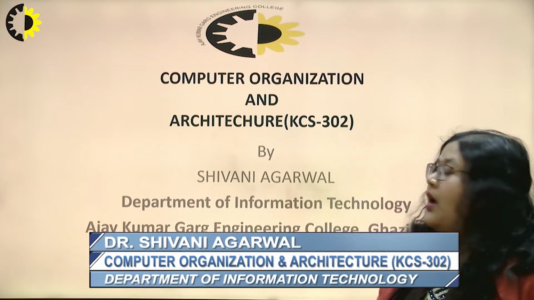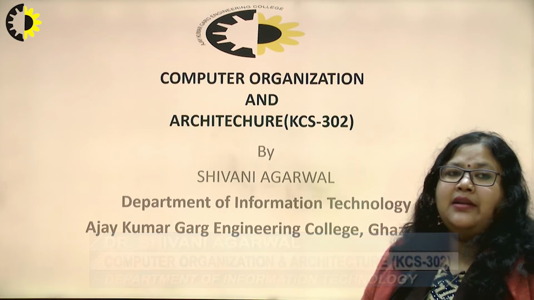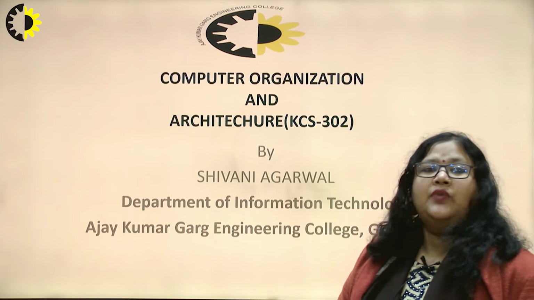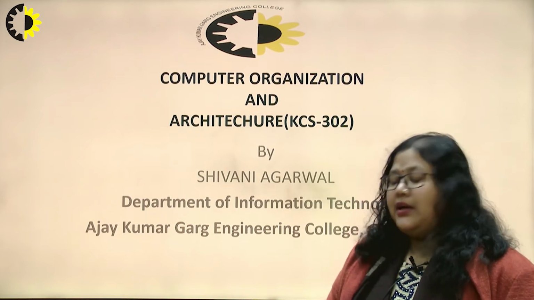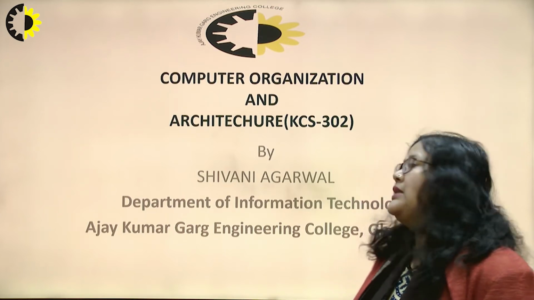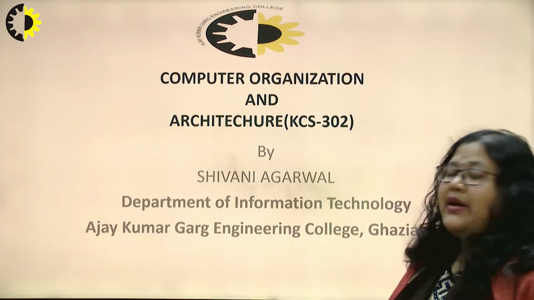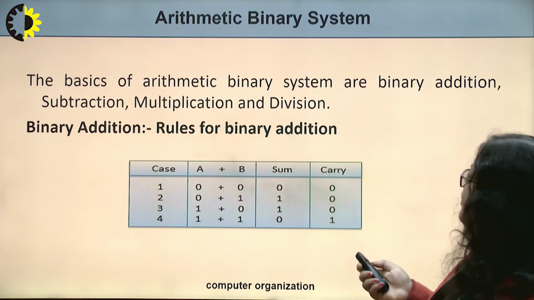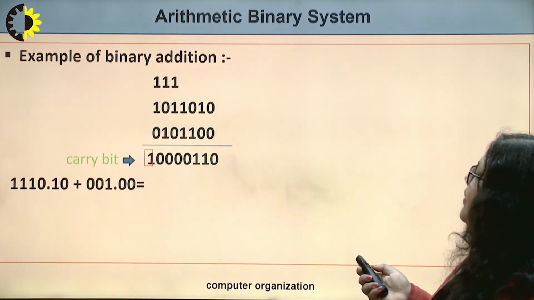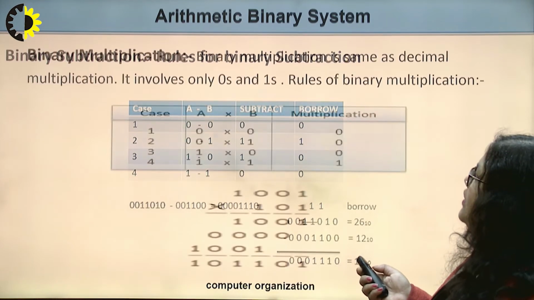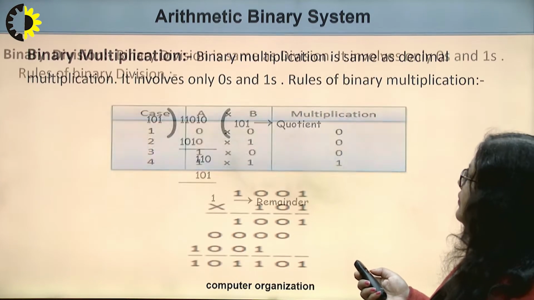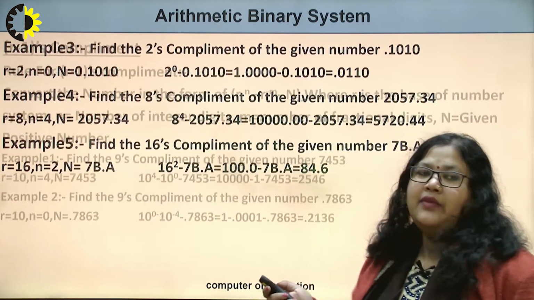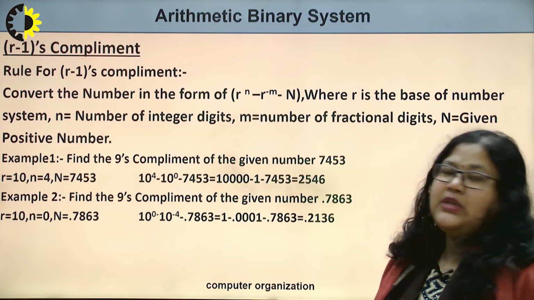Today I am starting the lecture on Arithmetic Binary System Part 2. In the previous video lecture of Arithmetic Binary System Part 1, we covered the complements, that is the R's complement. In this lecture we cover the topic R minus 1's complement. In the previous video we covered the basics of arithmetic addition, subtraction, multiplication, division, then the R's complement. But in this lecture I cover R minus 1's complement.